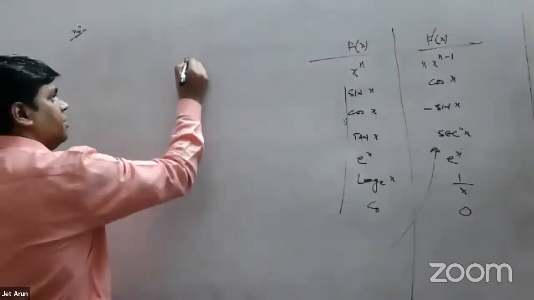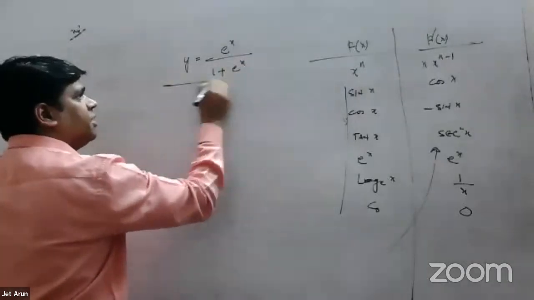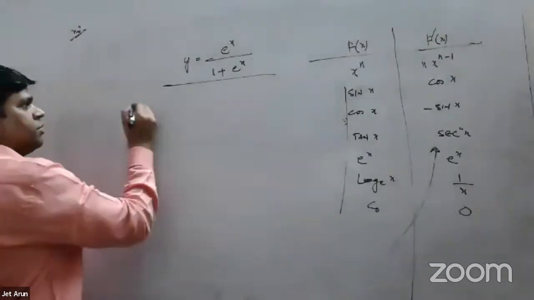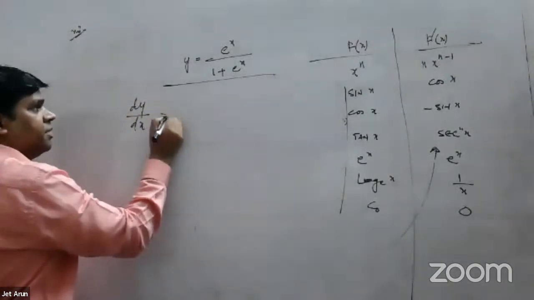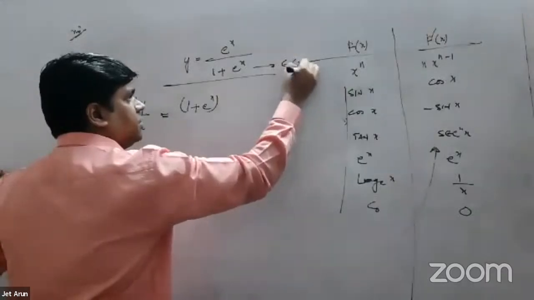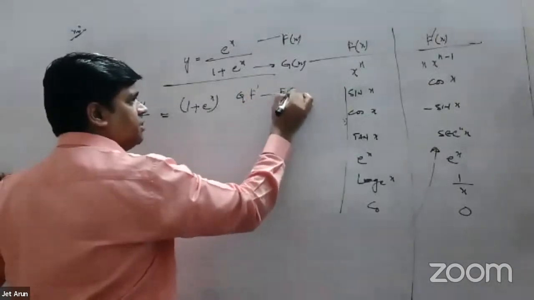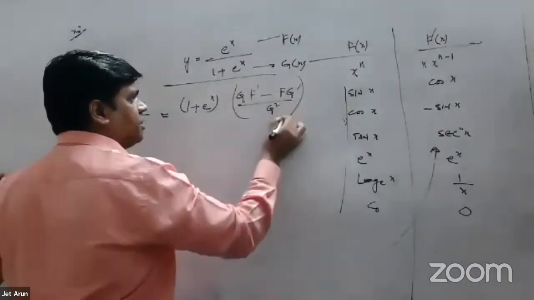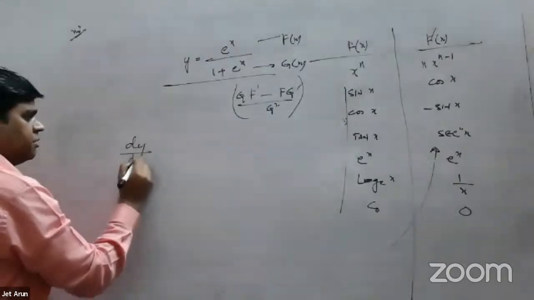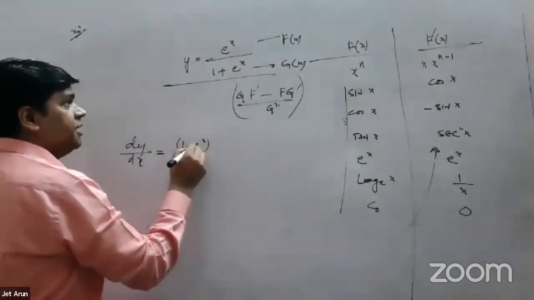All right, now let us find out y is equal to e power x by 1 plus e power x. I want to find the derivative of this one. This is g of x, this is f of x, and the formula is g f dash minus f g dash by g square. So dy dx is equal to 1 plus e power x, g, into f dash.